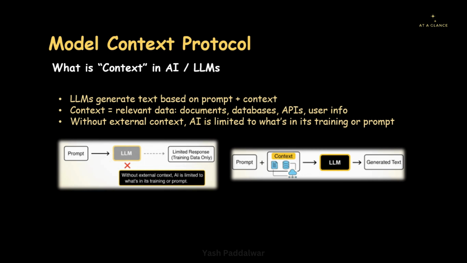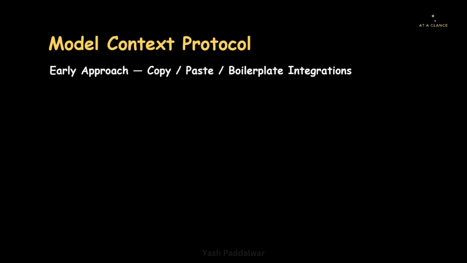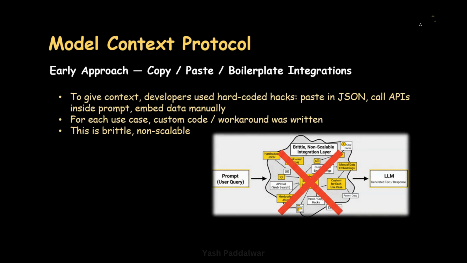Now let's see step by step what problem statements, or what shortcomings, we were having in this particular dimension. There are multiple approaches. The very early approach was copy paste boilerplate integrations, wherein we were providing this context. Either the developer was copy pasting it manually from some particular source into the prompt, or there was a boilerplate template for the prompt itself, into which we dynamically pass some variables. These were the early approaches.